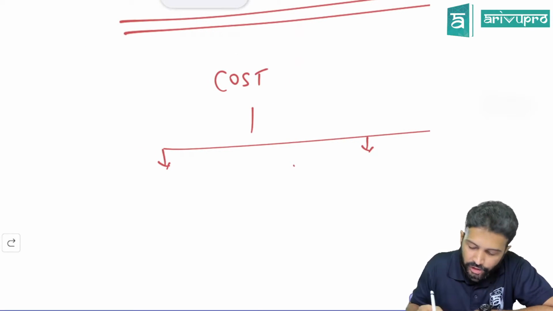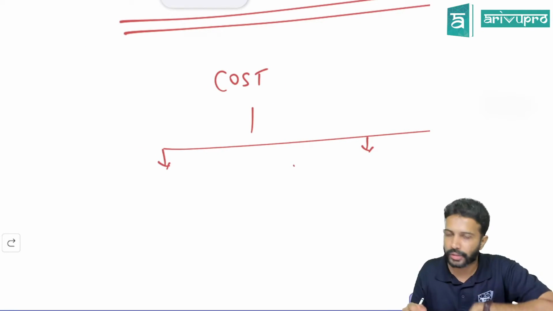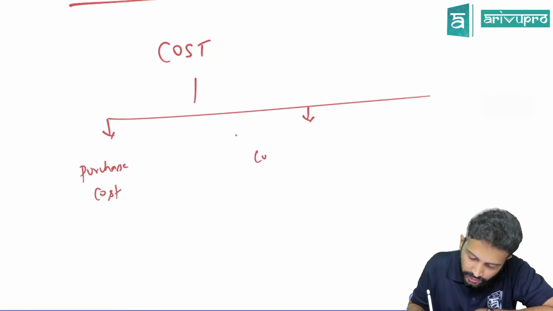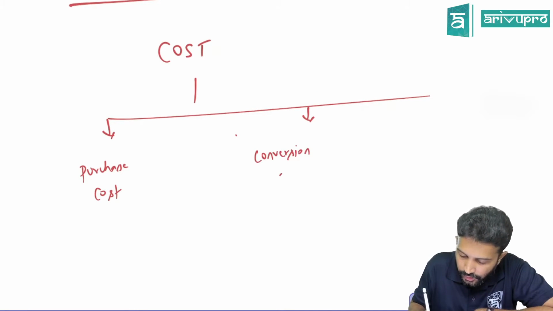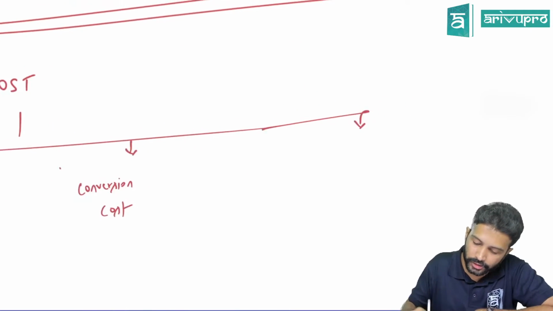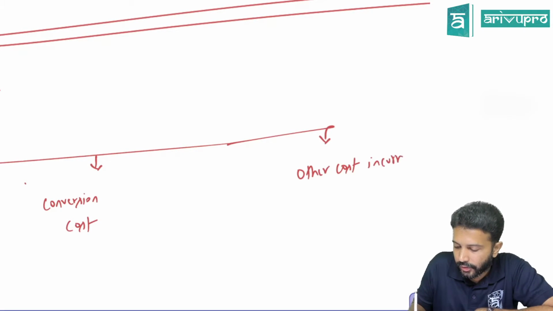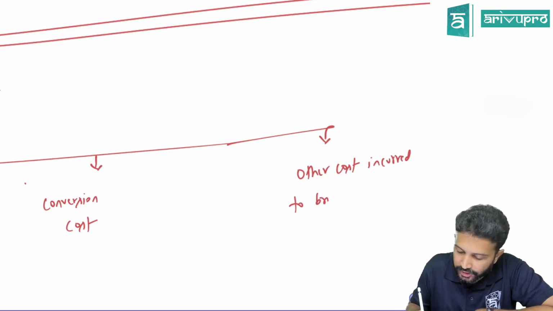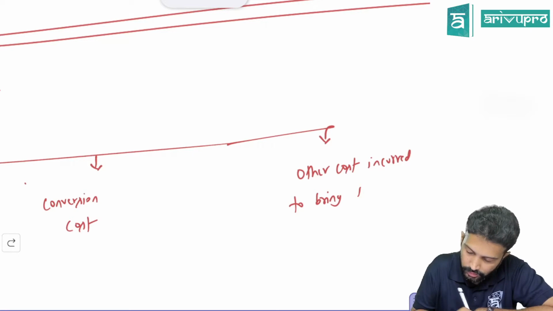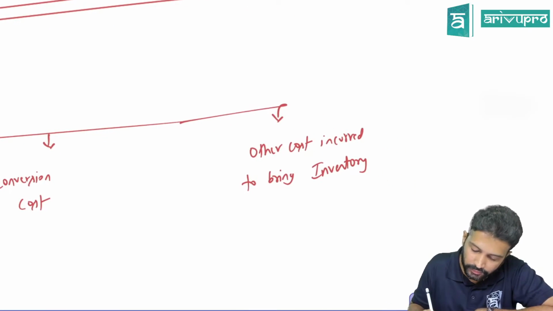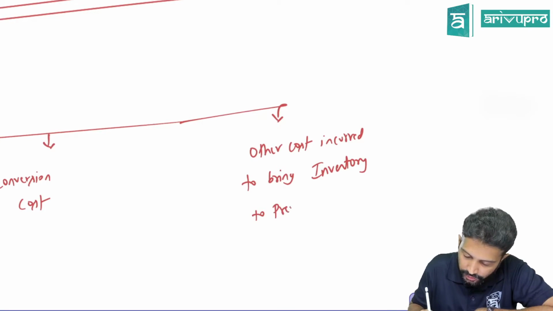Sir, as per AS 2, cost is broadly classified into three categories. One is purchase cost. Another one is conversion cost. Purchase cost, conversion cost, and other cost incurred to bring the inventory to present location and condition.